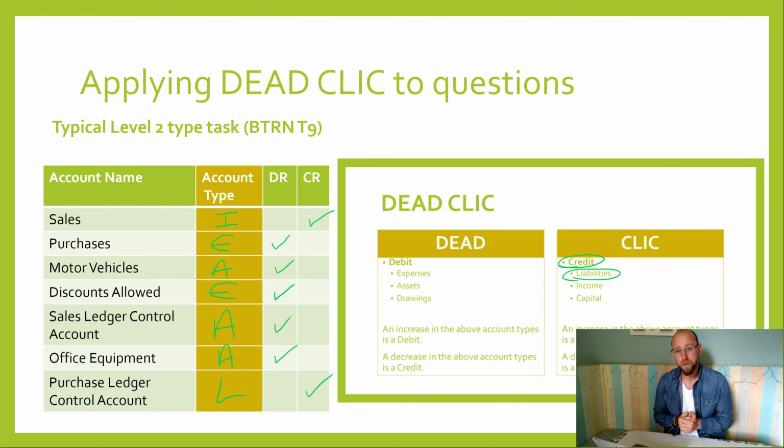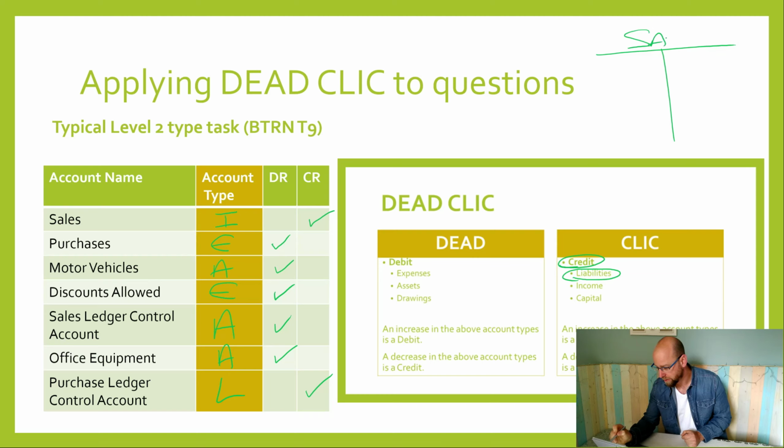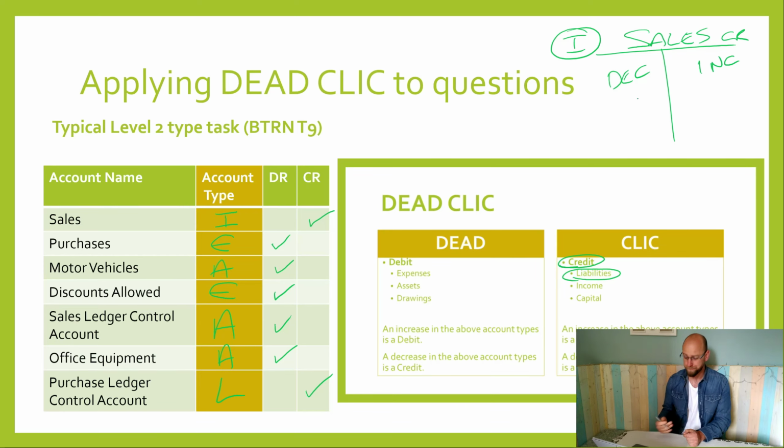So one of the things I advise students to do, if you are doing your T accounts, for example, if we've got sales, one of the things I would advise students to do is just right next to there say that is an income account. Because I know it's an income account, I know that it's a credit account. So anything that is an increase will go on the credit side. Anything that is a decrease will go on the debit side.